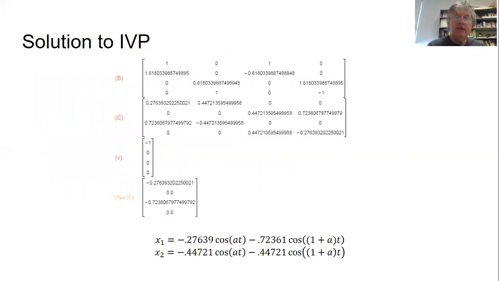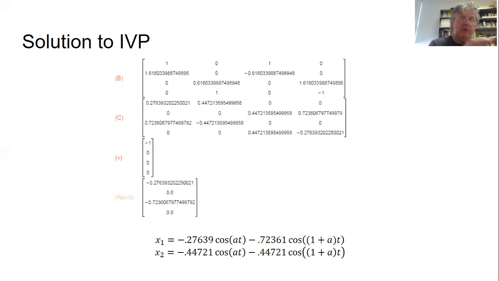So B is our matrix when we plug in t equals 0. C is that inverted. It's 0.27 something and 0.44 and 0.72. You could actually probably figure out what that is in terms of the golden ratio. I didn't bother doing that.